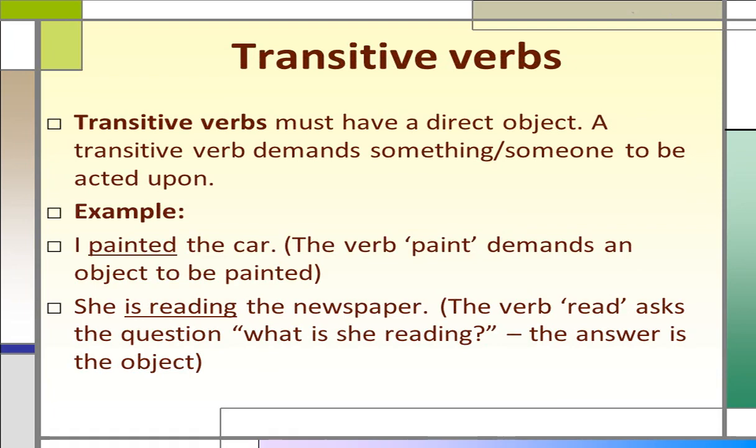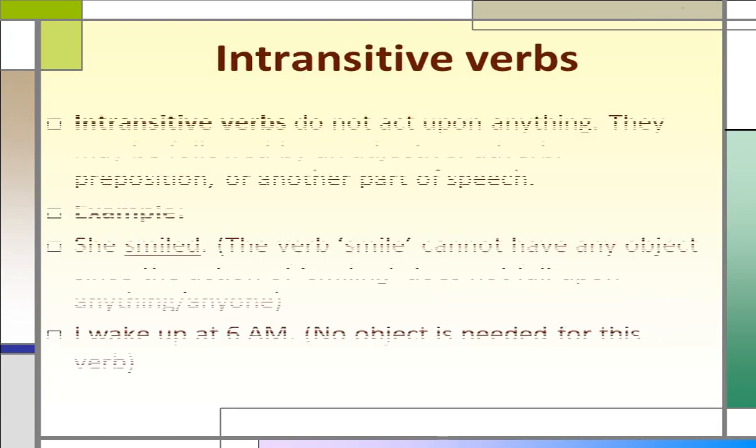What are transitive verbs? Transitive verbs must have a direct object. A transitive verb demands something or someone to be acted upon. For example, I painted the car. The verb paint demands an object to be painted. She is reading the newspaper. The verb read asks the question, what is she reading? The answer is the object.